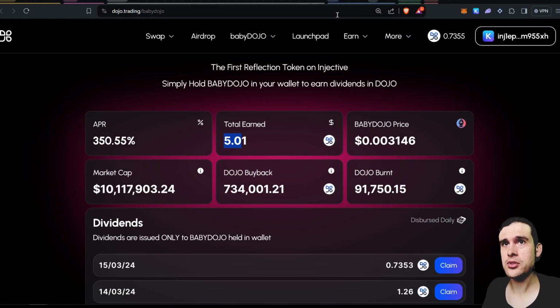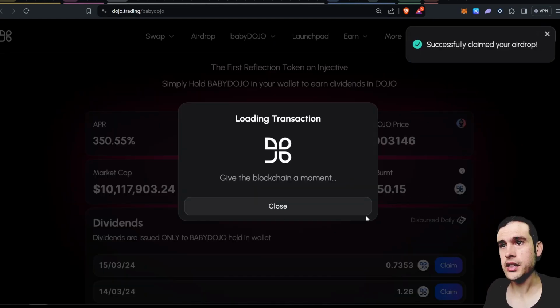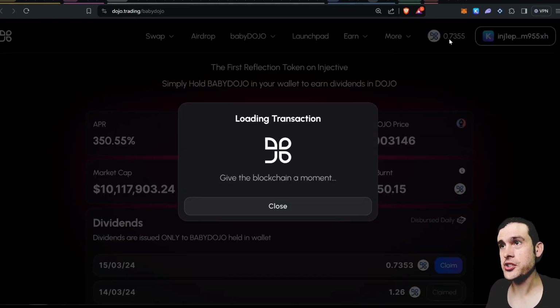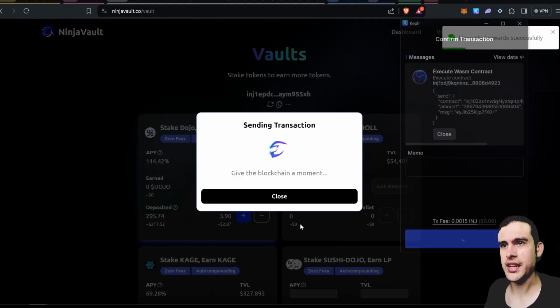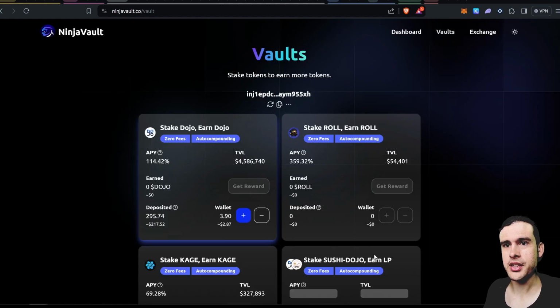And then anything you claim, you can go and stake over in the Ninja Vault. Now, Dojo went back up to $1 and over $1, but the recent bearish price action brought that down a little bit. So anyway, it is what it is. I'm just going to farm more Dojo anyway. And I expect some good things for these projects overall.